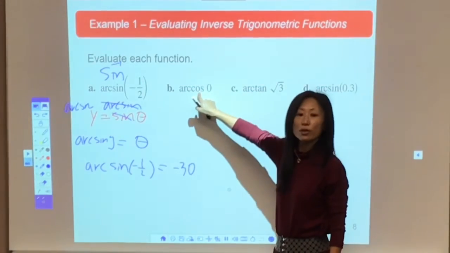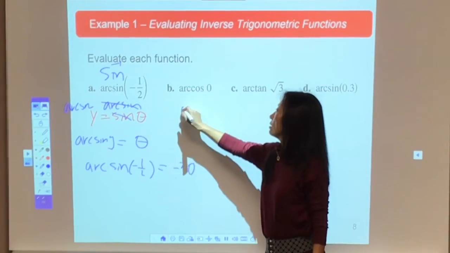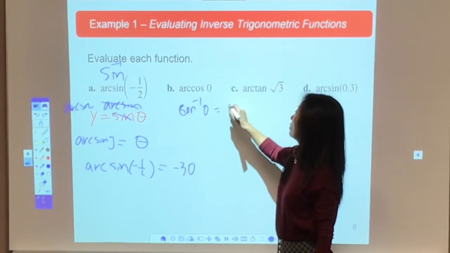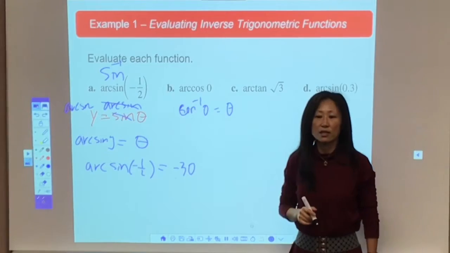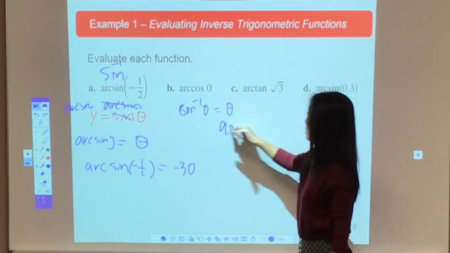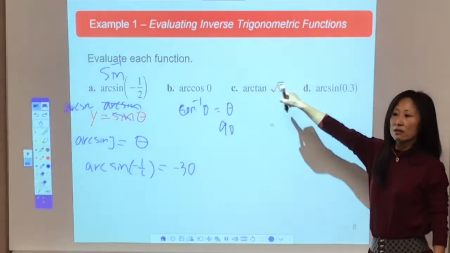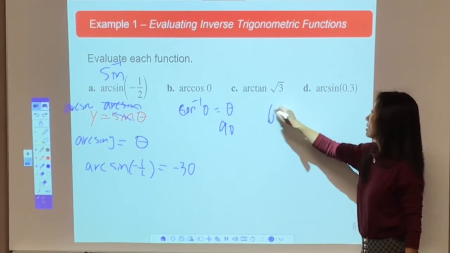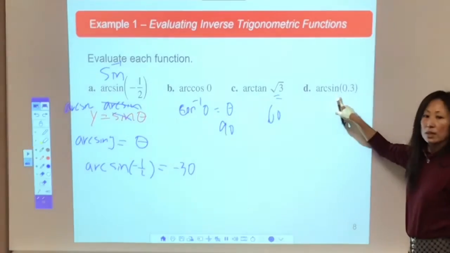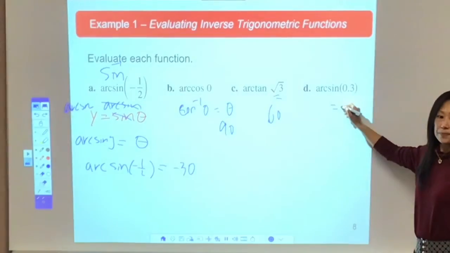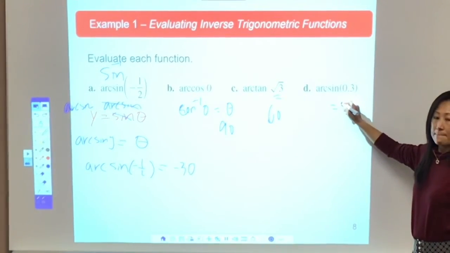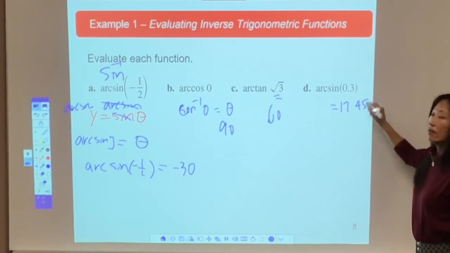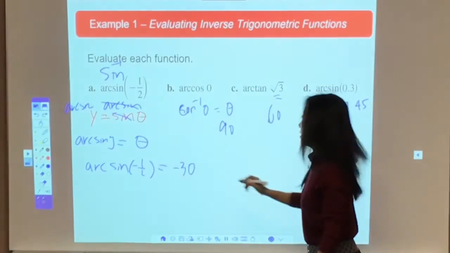In this case, what do you need to put? Inverse cosine. Cosine inverse 0, give me whatever the degree is. You know what the degree is? 90, right? You know what to do over here? Tangent inverse 60. Alright, let's see what you got. 17.4. Is everybody with me? This is the degree.